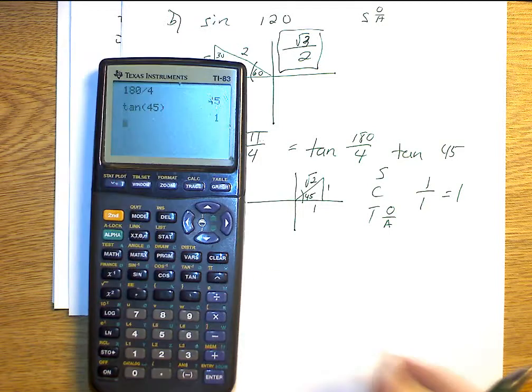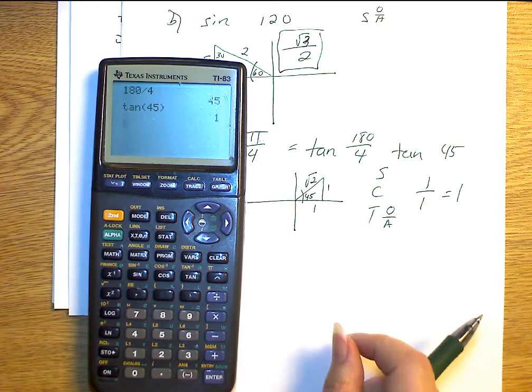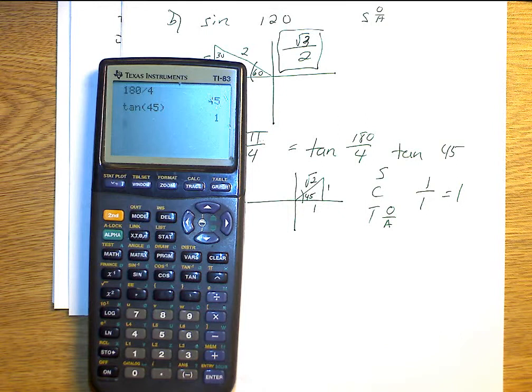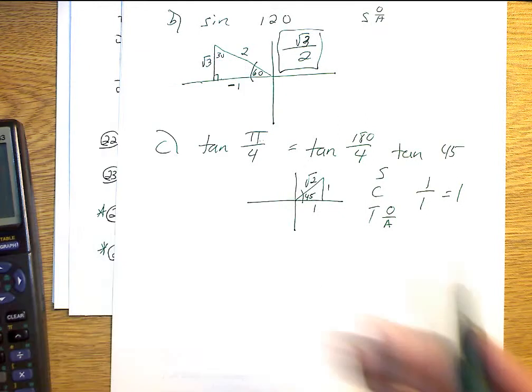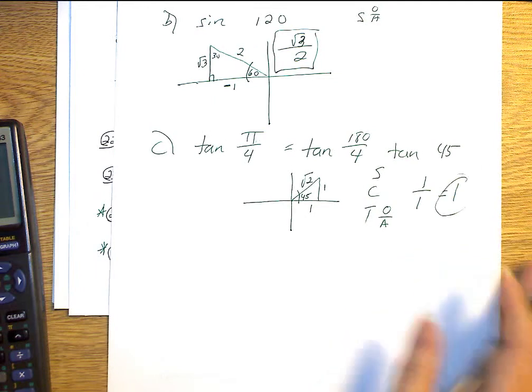And you can always remember tan of 45 then in your calculator is 1. You can always put it in your calculator first, and as long as it's not a decimal, you can always just throw it in your calculator. If it is a decimal, then you have to figure out what one it is. So that is 1.